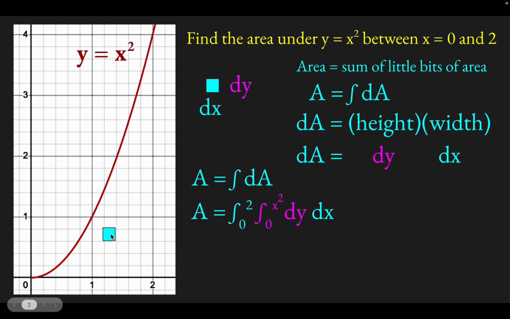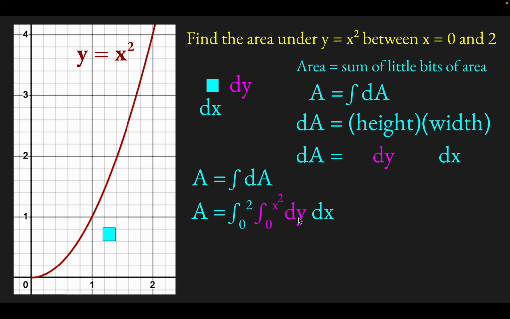That would sort of color in a vertical strip here, if we could sweep the y-coordinate from 0 up to the function, right? And then once we've done that, we'll have a little vertical strip, and then we'll sweep it from x equals 0 to x equals 2. So this is our first, what's called, double integral.